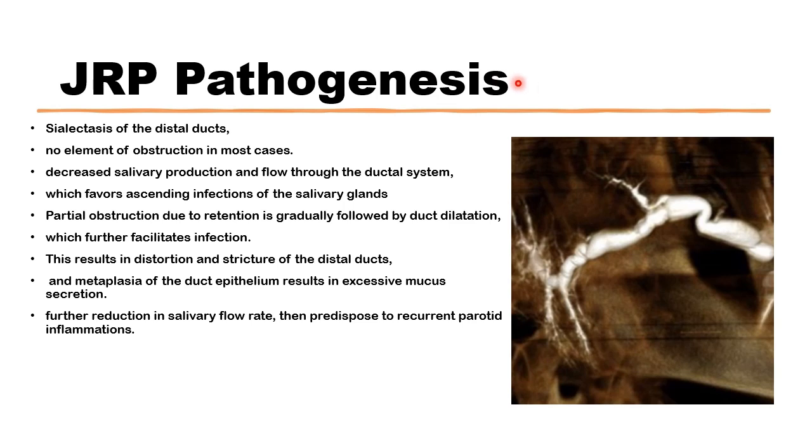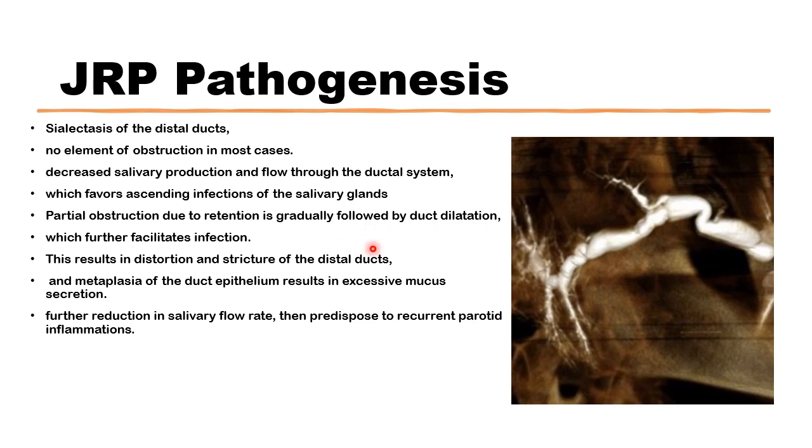How does the disease develop? The most significant element in the development of the disease is the dilatation of the parotid duct. This sialectasis, perhaps combined with decreased salivary production as well, would favor ascending infection of the parotid gland through the oral cavity. This would cause partial obstruction of the ducts, sometimes with mucus plugs, debris, or inflammatory exudate, and this would result in further dilatation due to the kinking or the partial obstruction of the duct.